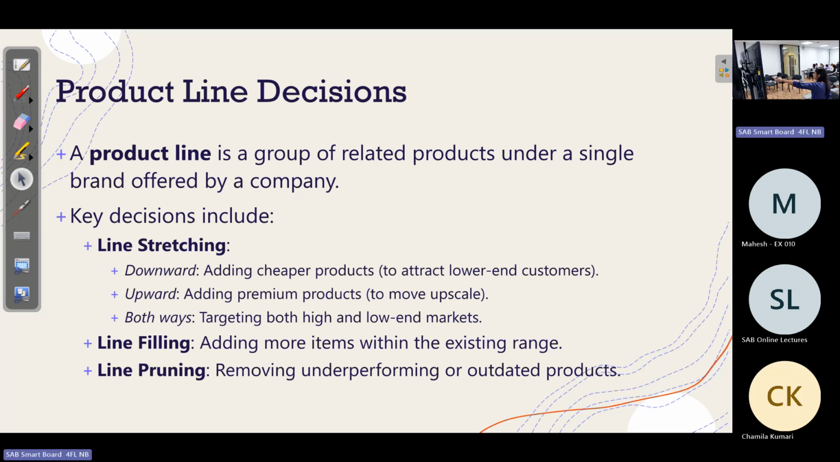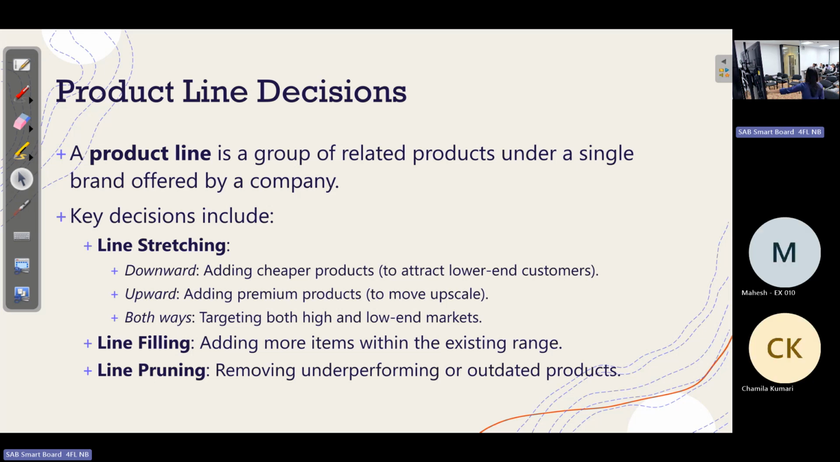When it comes to product line, there are different decisions we can take to either expand the product line or else to downgrade it. We have line stretching, line filling, and line pruning. So first one is line stretching. Line stretching means we are going to expand the product line. We do it in three ways: downward, upward, and both ways.